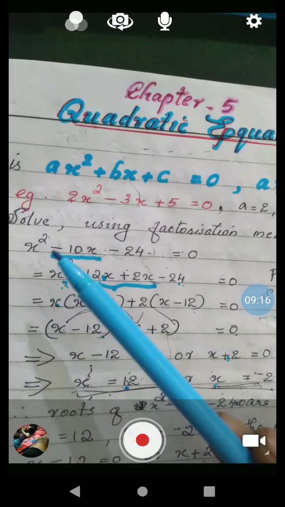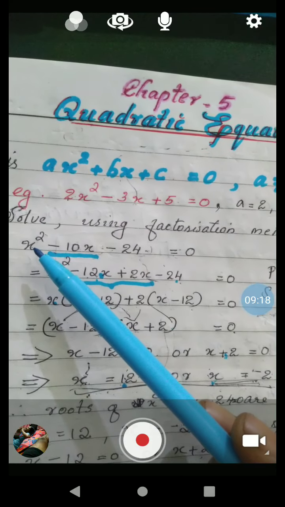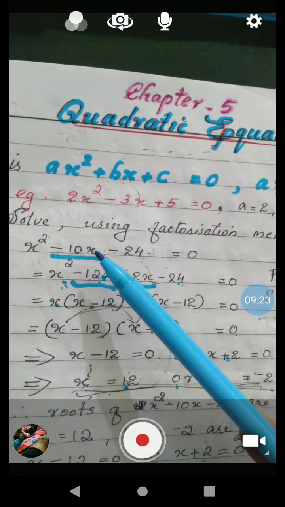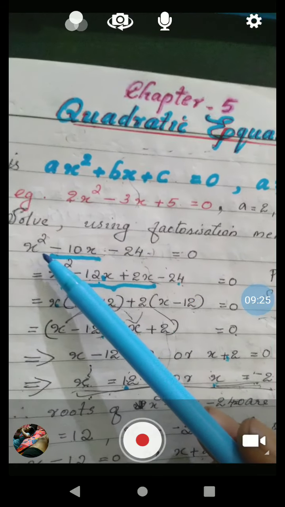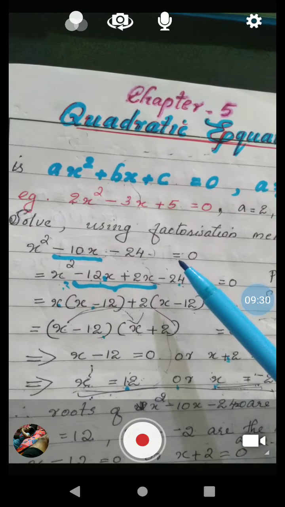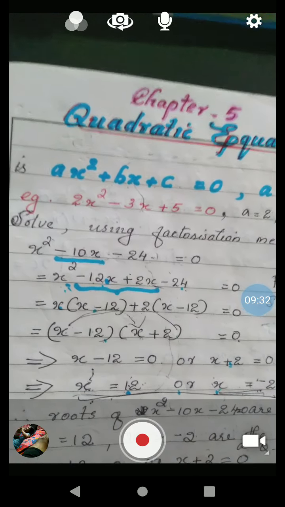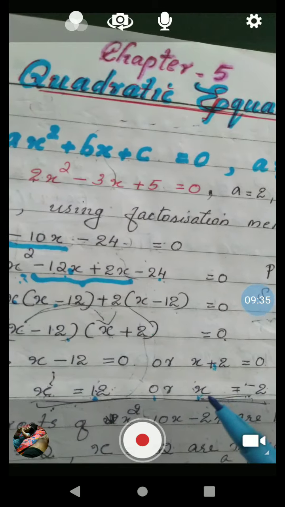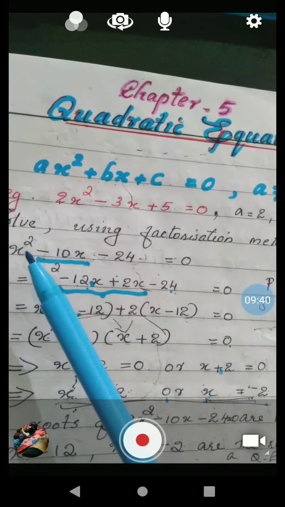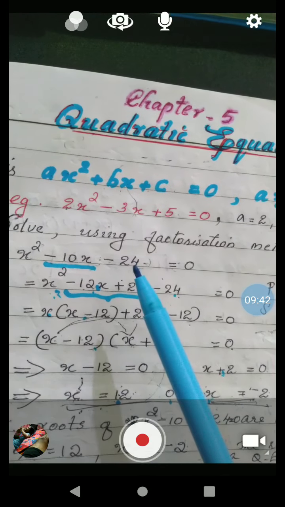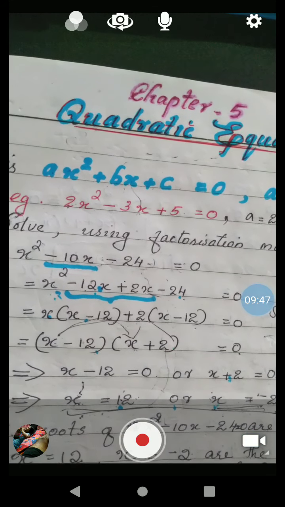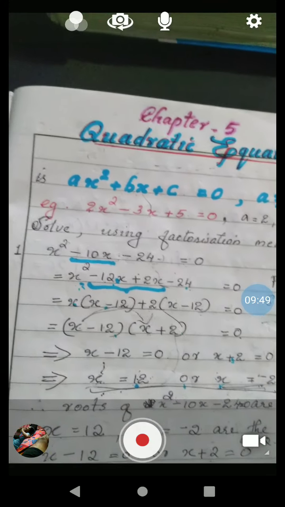If x is equal to 12, x square becomes 144 minus 10 into 12, 120, minus 24. 144 minus 120 minus 24, that is 0, right? You can check. And if we substitute x is equal to minus 2, we will get 0. So, our answers are correct. Okay.